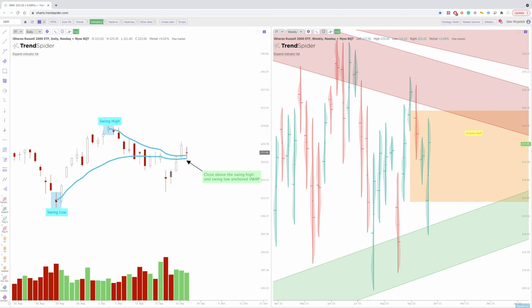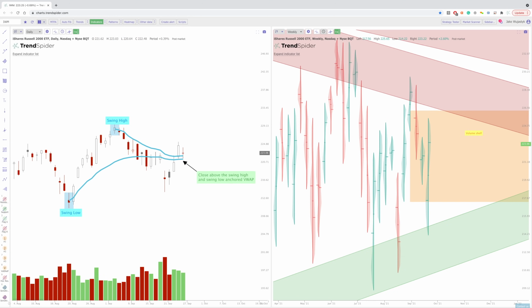We actually closed above the swing high and the swing low, which we did not get to do on the Qs. So IWM is actually in a pretty good spot. We closed Thursday and Friday above these two levels. And you'll see here, same thing.